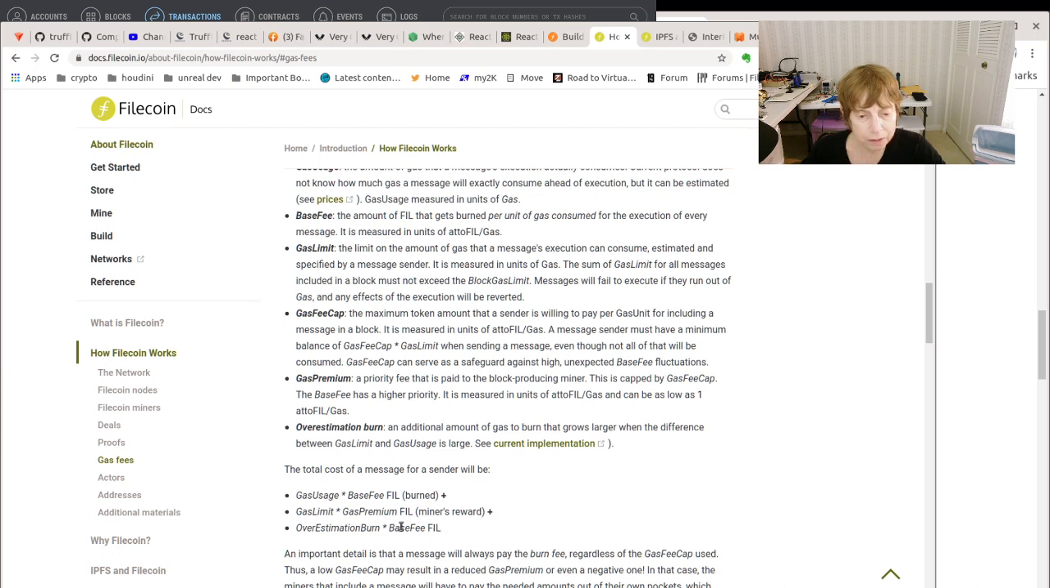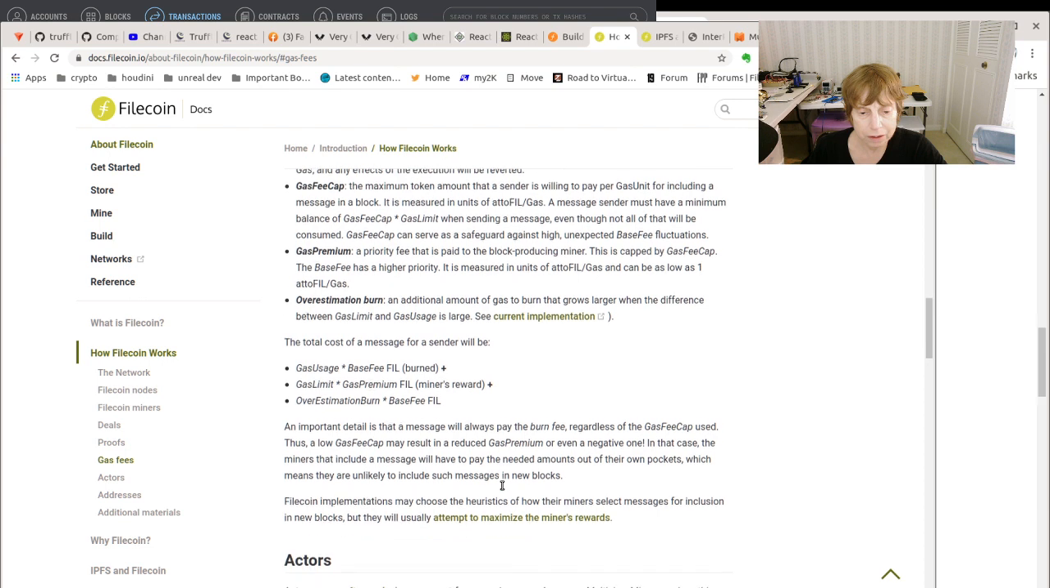Let's see. So these are the costs. So you have the gas usage, the gas limit, and any overestimation. So it's always going to pay the gas fee cap, always going to pay the burn fee. So you can, I guess, have a negative gas premium, a negative reward.